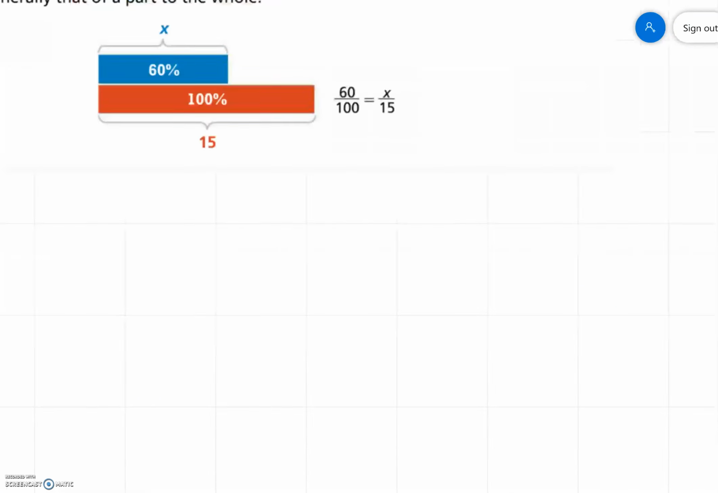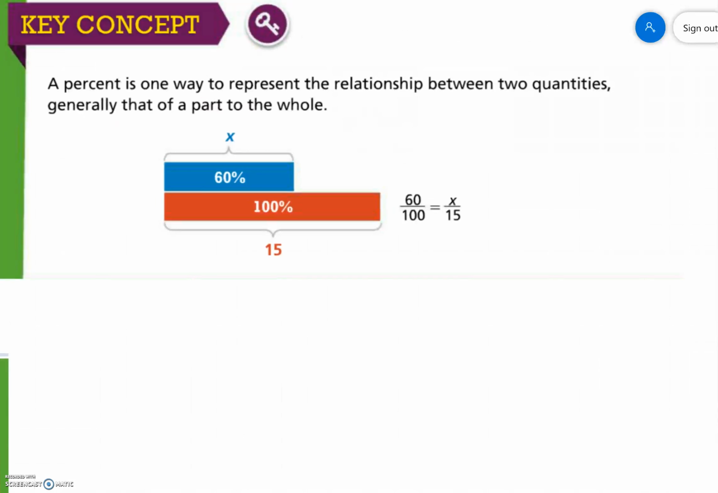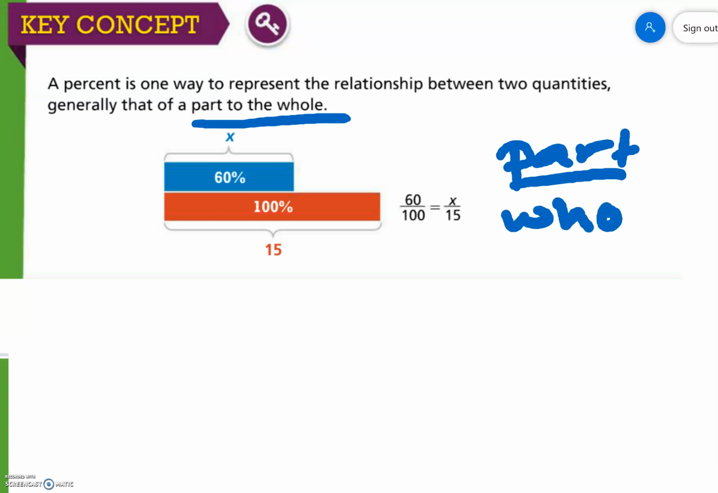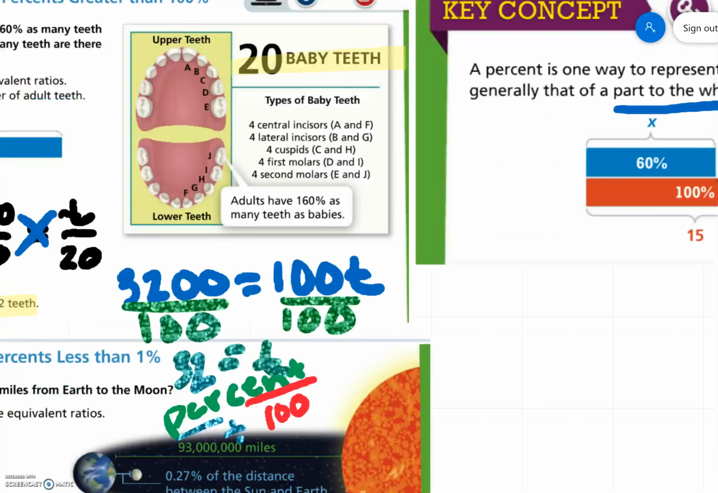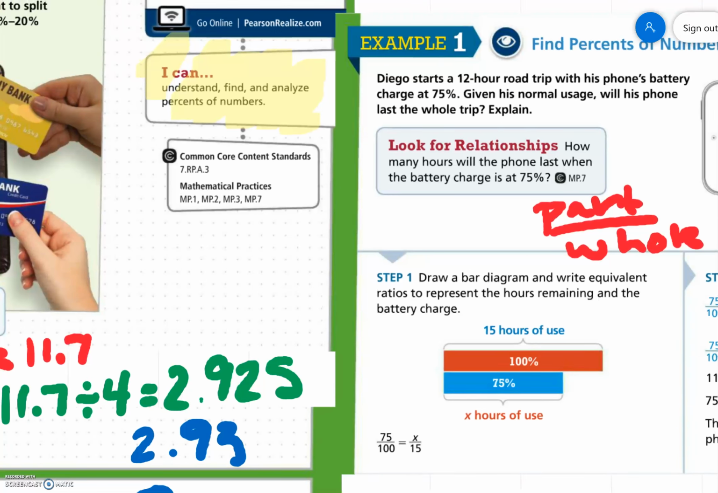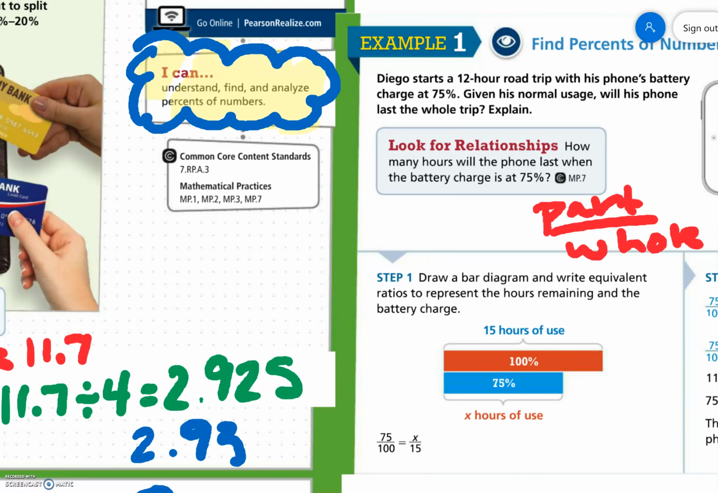Okay, key concept. Percent is one way to represent the relationship between two quantities, generally that part to a whole. Part over whole. All right, 7th grade, let's go over and say it. I can understand, find, and analyze percents of numbers.